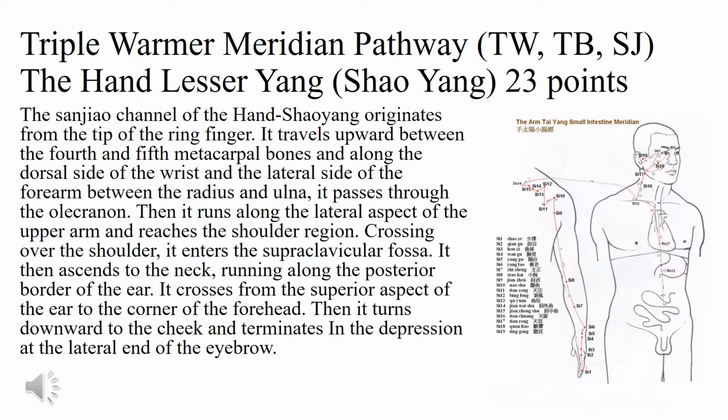Branch 1. From Ren 17 to the supraclavicular fossa, up Sanjiao 16 to Sanjiao 22. Round the forehead, down the cheek in a J and terminates at SI 18. Branch 2. At back of the ear, separates and enters the ear. Emerges at the front of the ear at SI 19 onto Sanjiao 23, joins GB channel at GB.